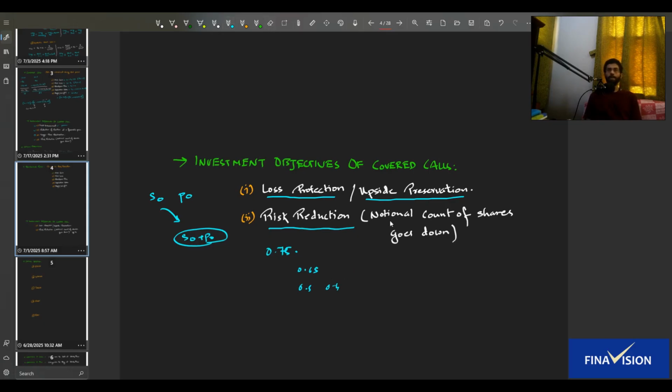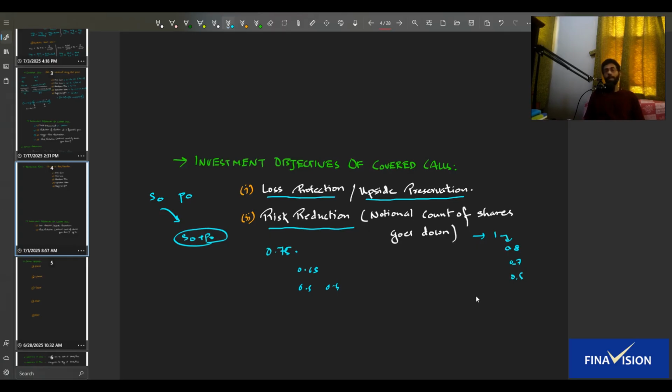So this is what we mean by notional count of shares going down. Once one buys the put, the delta of the portfolio goes down. If the portfolio has only stocks, then the delta of the portfolio is 1 without any derivatives. But if one gets into derivatives like buying a protective put, then it starts to come down. It can come down to 0.8, 0.7, 0.5, 0.4, whatever degree of reduction in delta is required, that can be attained by getting into a protective put.